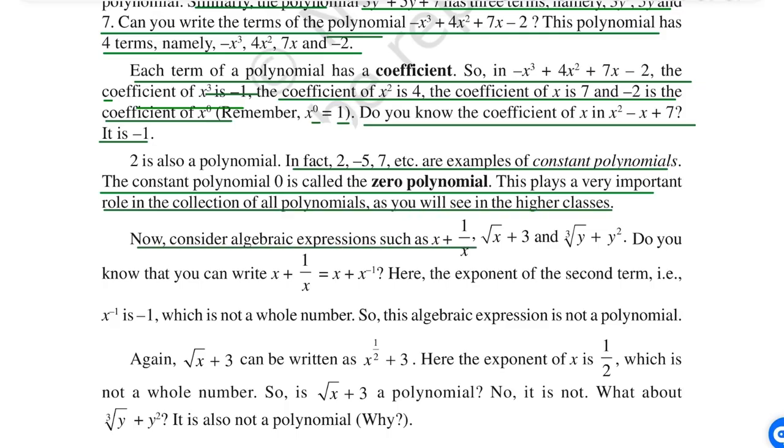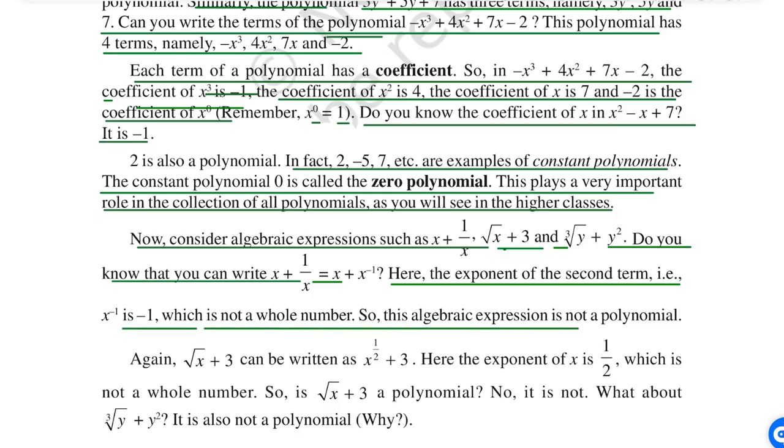Now consider algebraic expressions such as x + 1/x, √x + 3 and ∛y + y². Do you know that you can write x + 1/x = x + x⁻¹? Here the exponent of the second term is −1, which is not a whole number. So this algebraic expression is not a polynomial.